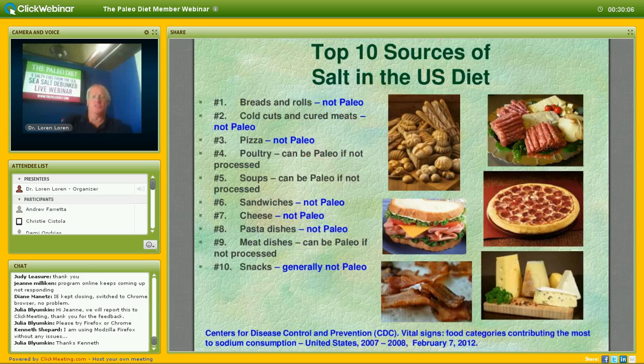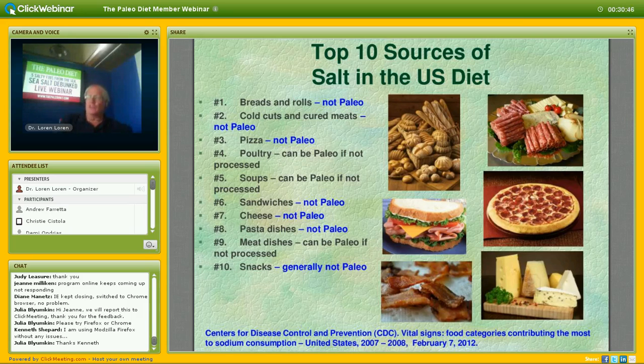So let's look at the top 10 sources of salt in the U.S. diet. This came from the Centers for Disease Control, who published it in February of 2012. Surprisingly for many people, it turns out that bread and rolls are actually the number one source of salt in the U.S. diet. I don't know of too many paleo dieters that regularly consume wheat or bread or cereal grains. That doesn't seem to be a contentious issue. If you do it occasionally, I don't see it as a huge problem. That's why we have the 85-15 rule. But if you cut these things out for the most part from your diet, then you're getting the number one source of salt out of your diet.